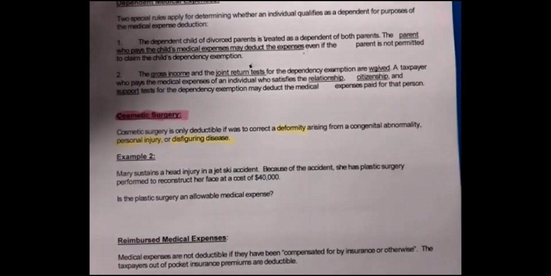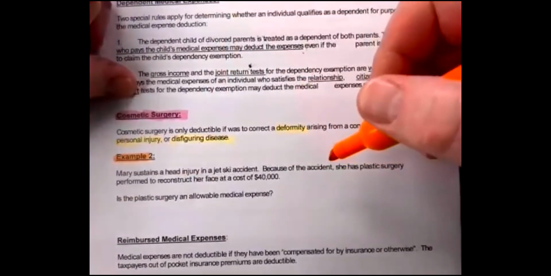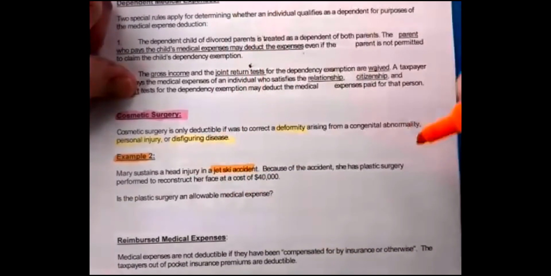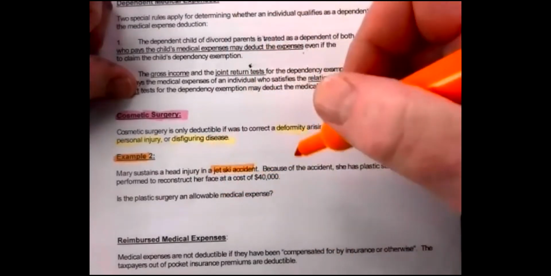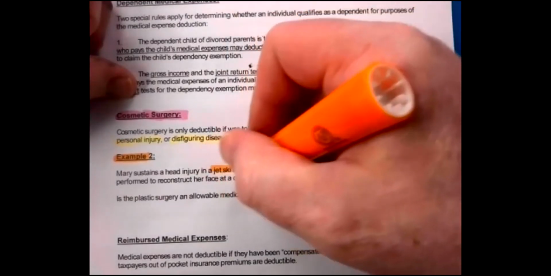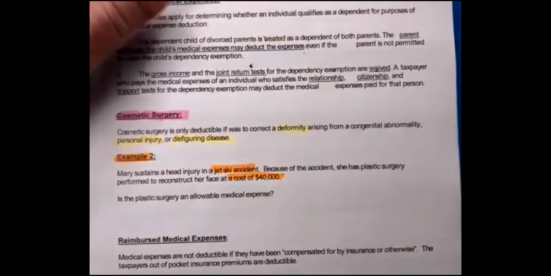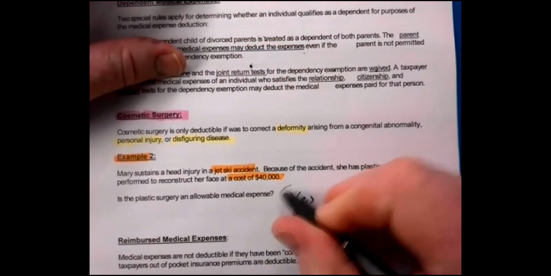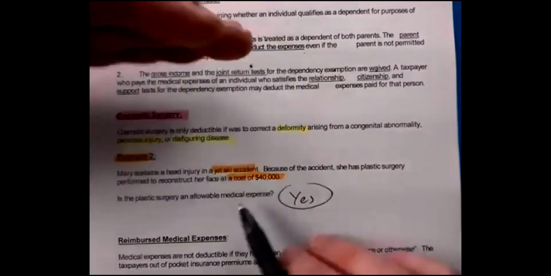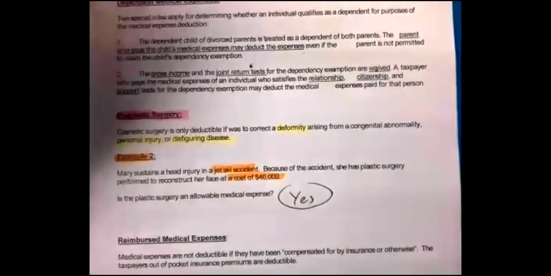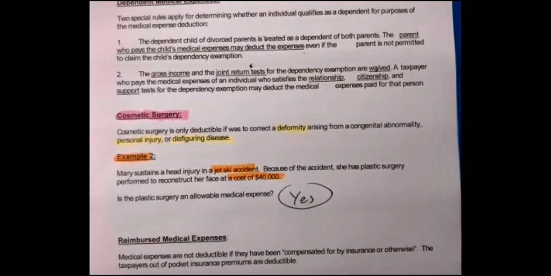Example. Mary sustains a head injury in a jet ski accident. Because of the accident, she has plastic surgery performed to reconstruct her face at a cost of $40,000. Is plastic surgery an allowable medical expense? Yes. It's related to the accident. She's not just having her face redone for no reason, to make her look great. She was in an accident and it's related to that accident. If there was no accident and she paid $40,000 for that plastic surgery, then no, it wouldn't be.